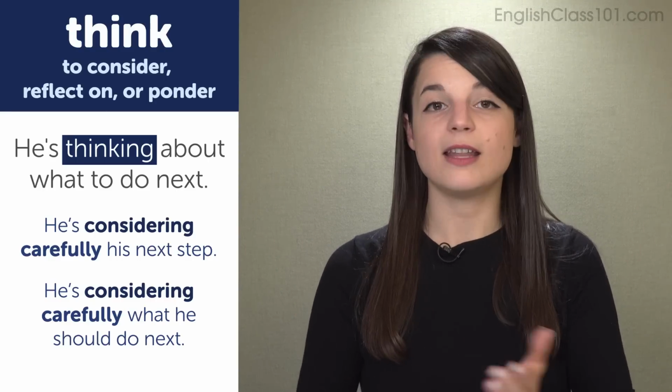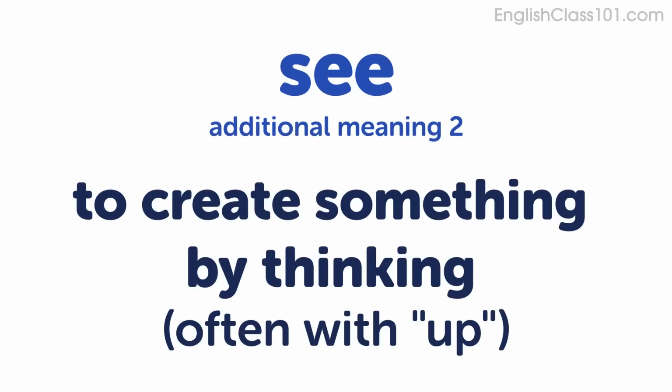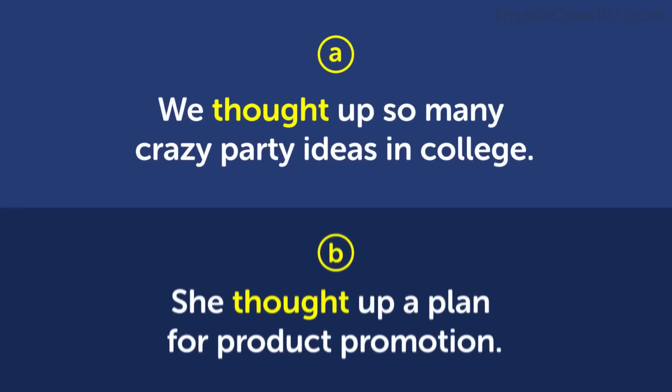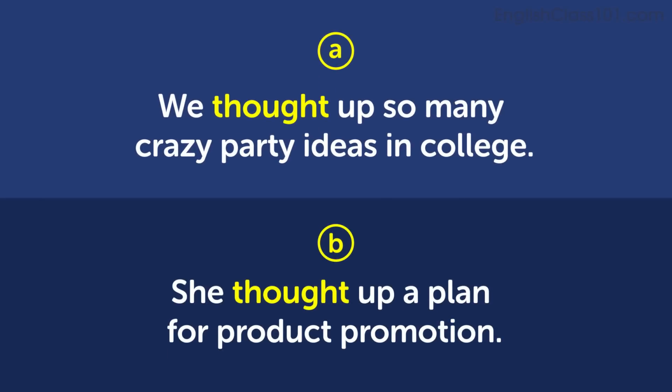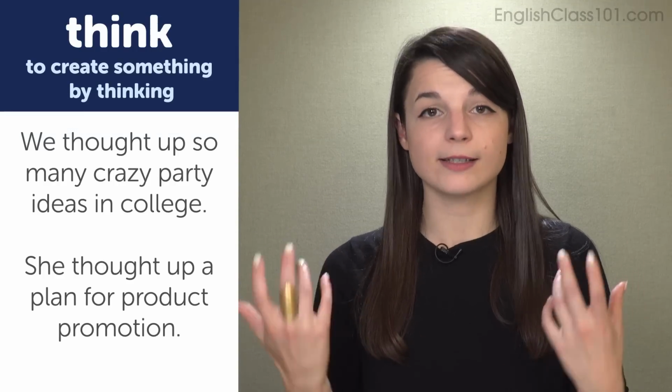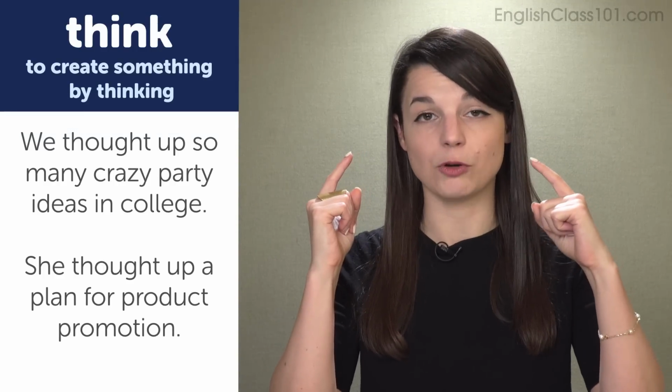Okay. Next is to create something by thinking, or to create something by considering. We usually use this with the word up after the verb think. We thought up so many crazy party ideas in college. She thought up a plan for product promotion. So both of these example sentences mean to create something by considering it in your mind.